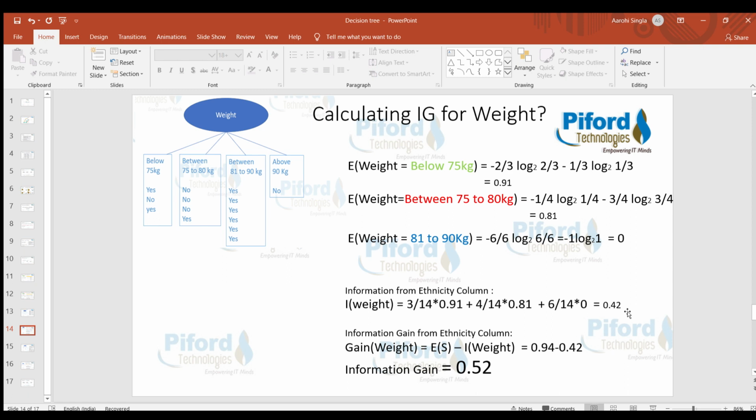If you want to calculate the information gain, then E of S is the entropy of the dependent column. Entropy of the dependent column is 0.94, right, which we have already calculated. And the information of this column is this. When you subtract this, you'll get this. So this is the information gain for the weight column, right?